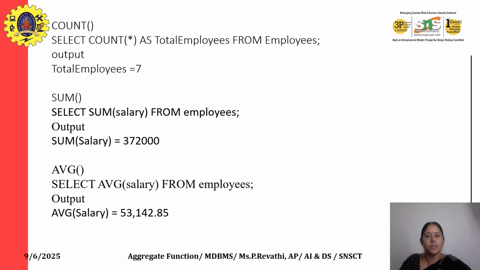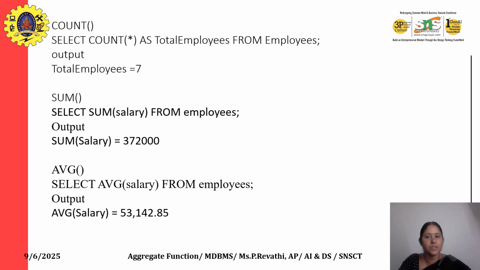Next, look at the sum function in MySQL. The sum function is an aggregate function that adds up all the numeric values in a column and returns the total value. The SQL query for sum function is select sum of salary from employees. This tells MySQL to add together all the values in the salary column of the employee table. The output is sum of salaries equal to 3,72,000.